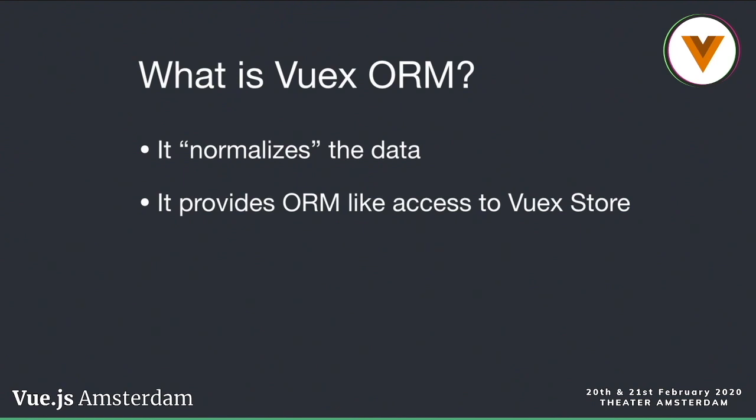Well, have you ever heard of this library? Who knows Vuex ORM? Ah, that's more than I expected. Great, thank you. So it does 2 things. One, it normalizes the data, which I'm going to explain in the following slides. And one more thing it does is it provides ORM-like access to the Vuex store, which means that it has a very similar API to famous ORM libraries like Laravel Eloquent or Active Record in Ruby on Rails.